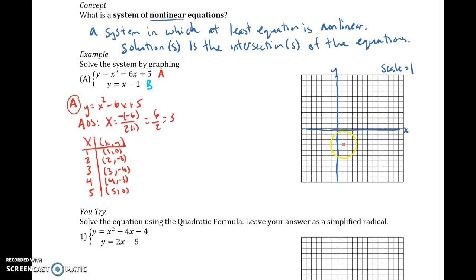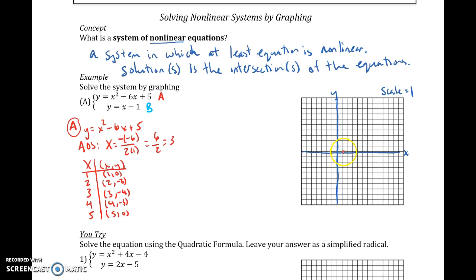So (1, 0), (2, negative 3), (3, negative 4), (4, negative 3), (5, 0). Here's my graph of A so far. I'm going to label it and color code it, whatever you like to help you distinguish the two.